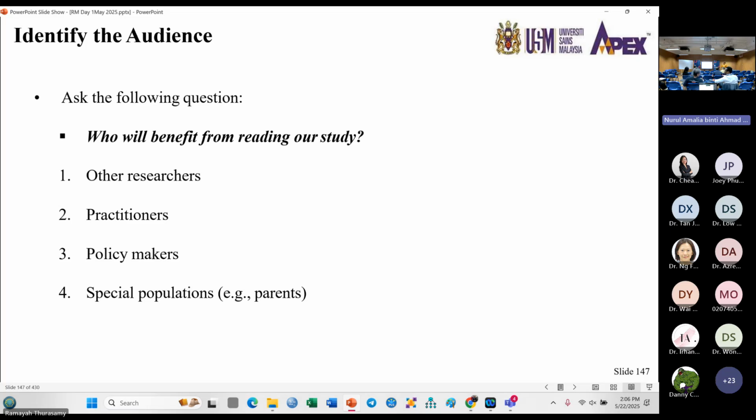Okay. When you do your research, you also need to identify your stakeholders. At the end of the study, your findings must have certain stakeholders. Let's say you write your practical implications, you will target some stakeholders. So this is important. Okay.